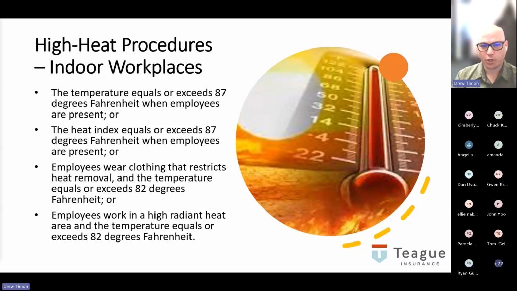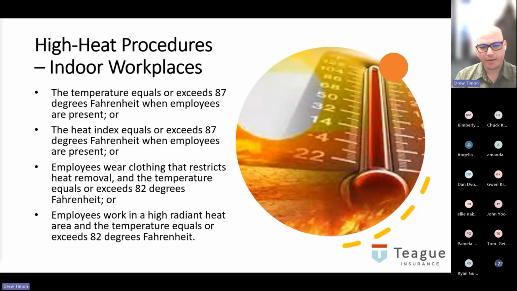High heat procedures for indoor workplaces. So these 4 bullets are temperature thresholds to where the high heat procedures would become active if you're experiencing these. The temperature equals or exceeds 87 when employees are present, or the heat index equals or exceeds 87 when employees are present. Or if the employees are wearing clothing that restricts heat removal and the temperature equals or exceeds 82. Or when employees work in a high radiant heat area and the temperature equals or exceeds 82.